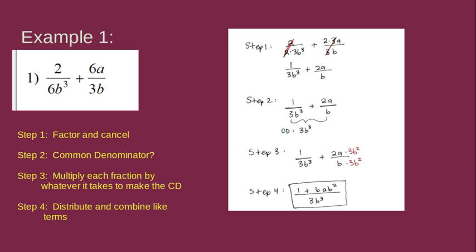Now in step 4, I did some of this work maybe in my head. I wrote the common denominator as 3b to the third, and then reading across the numerator, the tops, 1 plus 2 times 3 is 6, a, and then b squared. So that's my first answer for my first problem.